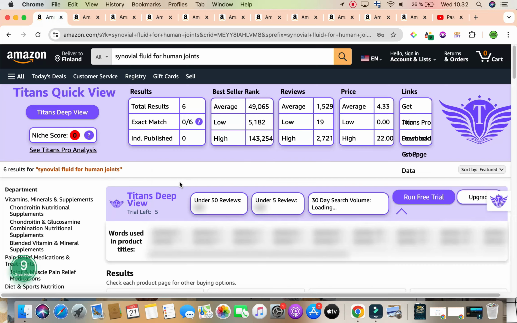Our first keyword is synovial fluid for human joints. This is a keyword that you can create an ebook for, or you can create a guidebook for as well. Now, in order to create a book for this content, which is health and biology related, you do need to understand what you're talking about. You can also hire a freelance writer that has done the research for you.